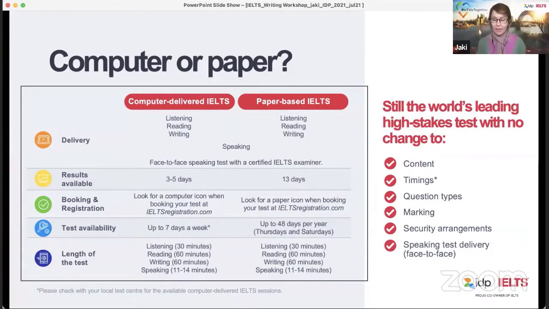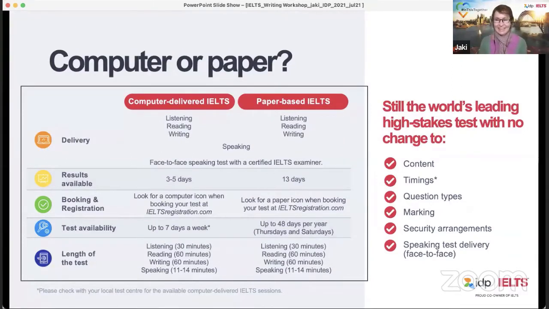Are you comfortable using the mouse and clicking and doing all the functions that you do on a computer? If so, then maybe the computer delivered is good for you. But if you're not, if all that makes you panic, then I wouldn't do computer delivered. I'd do paper-based. So it really depends on you.